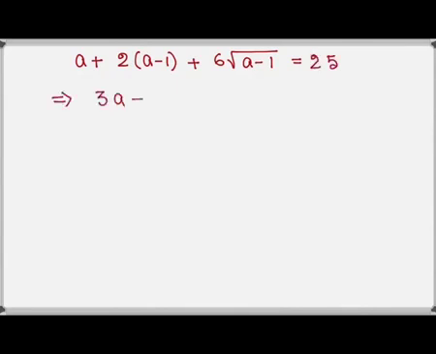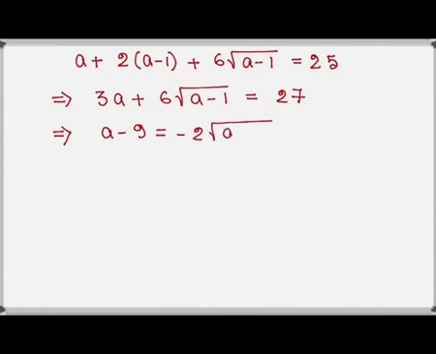As now we have the values of b and c in terms of a, we substitute them in condition 2 and we obtain a plus 2 into a minus 1 plus 6 into square root of a minus 1 is equal to 25. That is, 3a plus 6 into square root of a minus 1 is equal to 27. We can write it as a minus 9 is equal to minus 2 into square root of a minus 1.